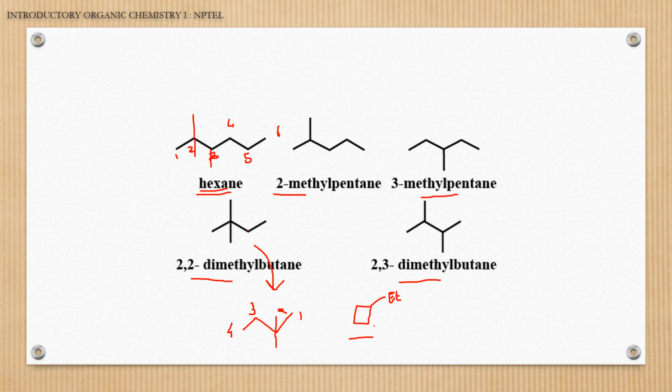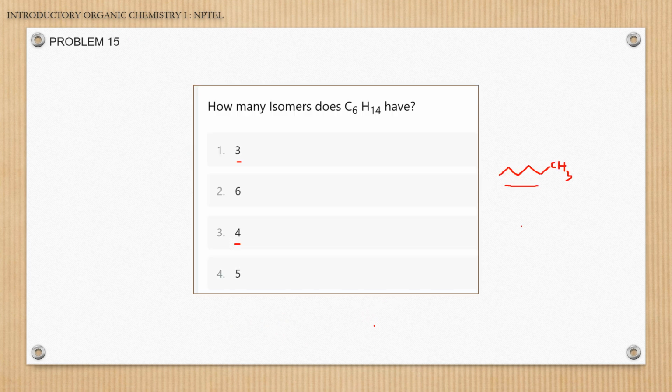Have you understood? Yes, ma'am. Okay. Thank you so much, guys. Sorry for not understanding, because it is not that audible. Okay, so the answer for this particular question is C6H14 having the isomers, that is 4. The right answer is 4. I hope all of you have got the answer why it is 4.